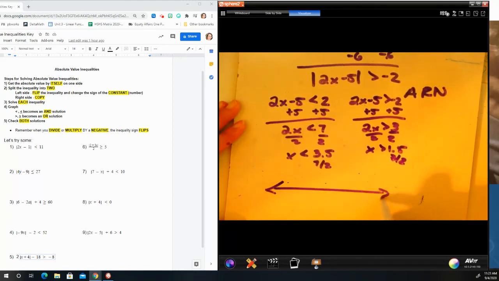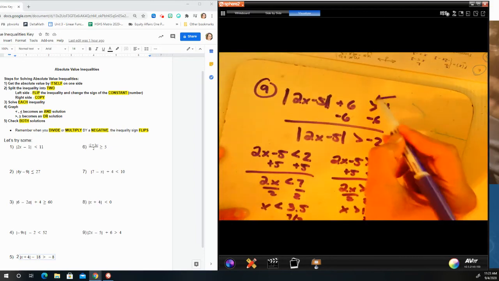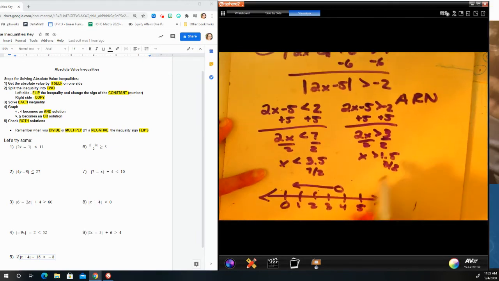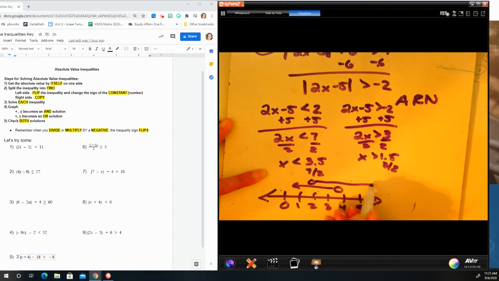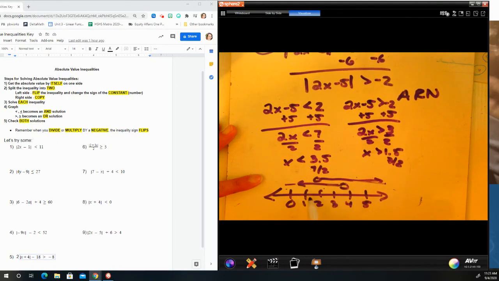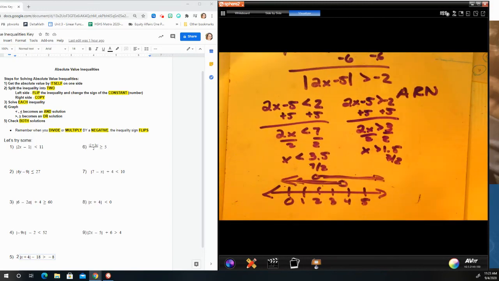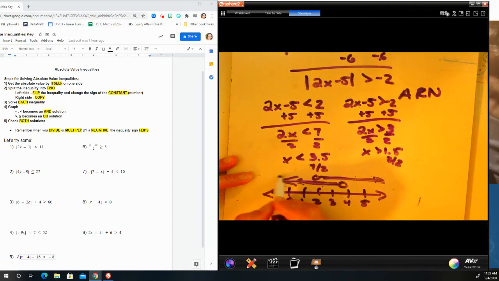So when I go to my number line, 0, 1, 2, 3, 4, 5. All right. So less than 3.5, or greater than 1.5. So if something is less than this or greater than that, do you guys see how this is going to include all numbers, because I can be over here or over here? Actually just means that I could draw my line like this.